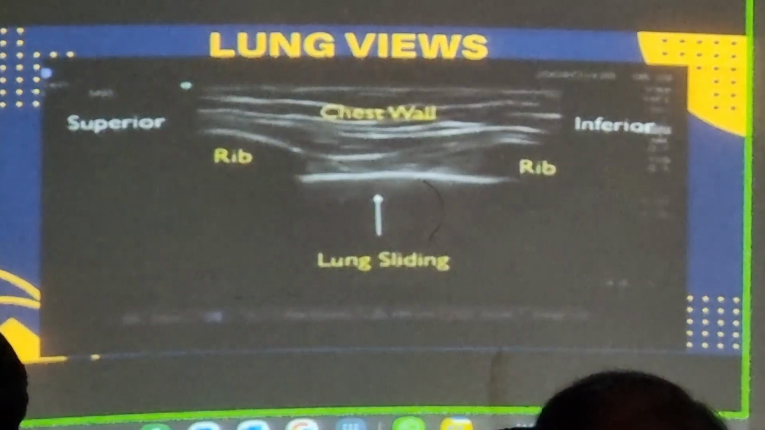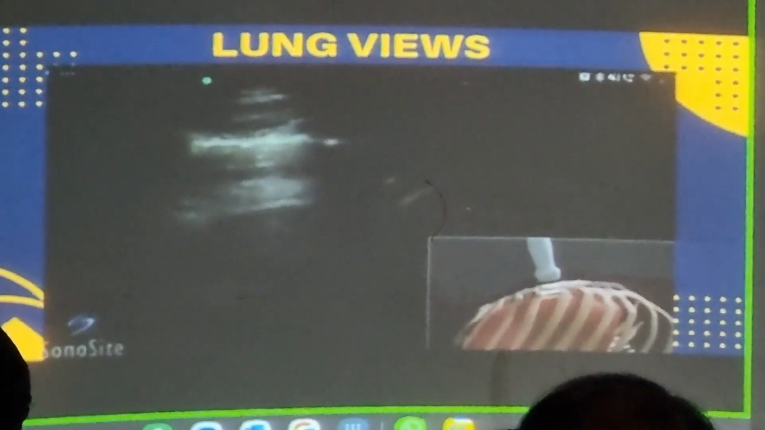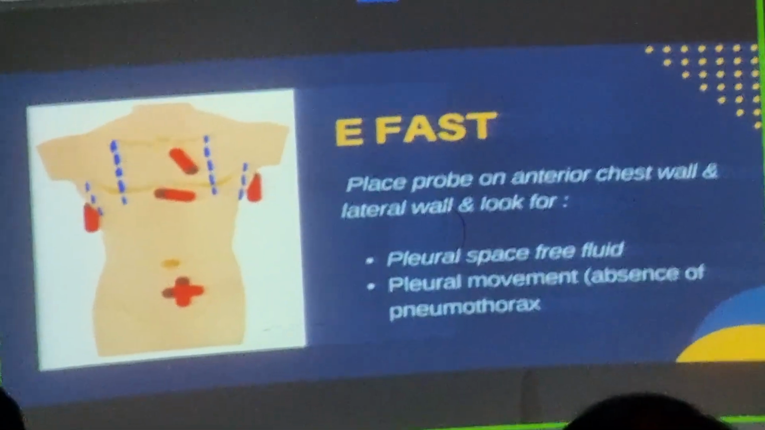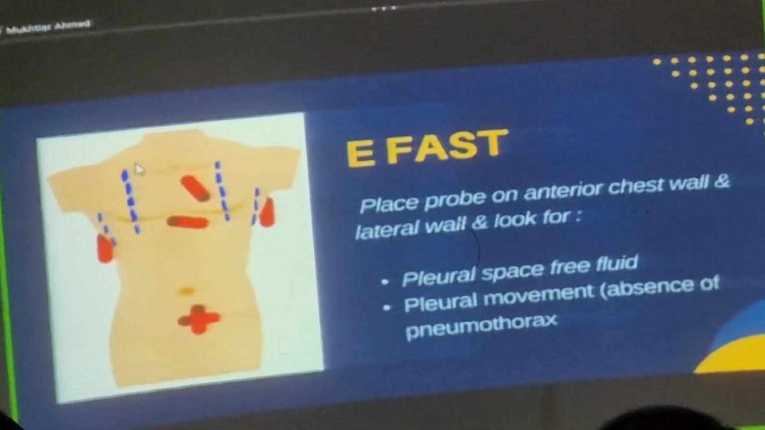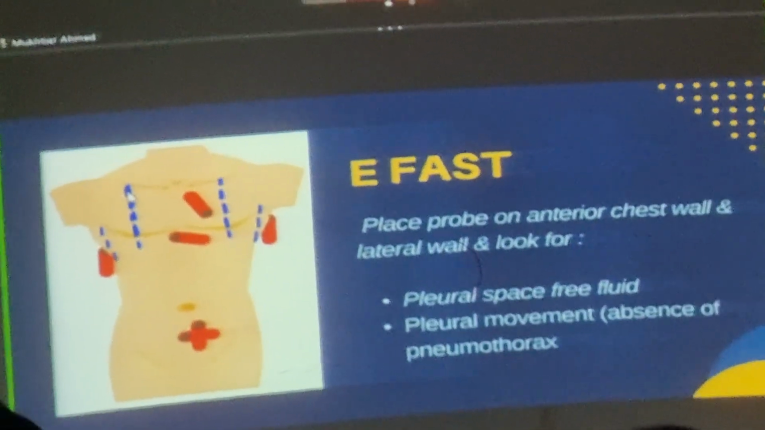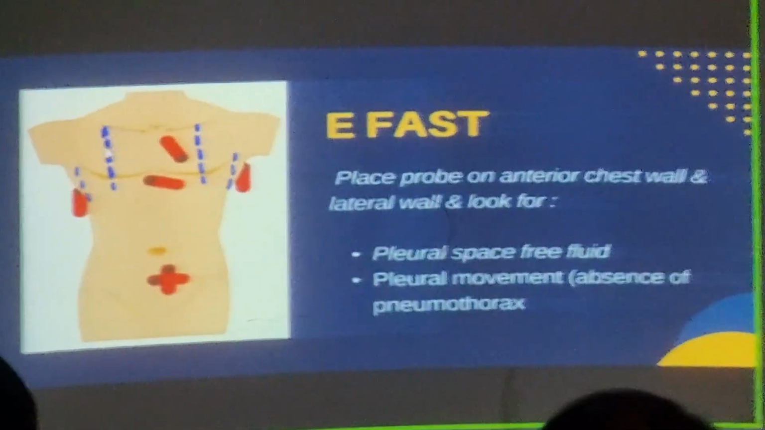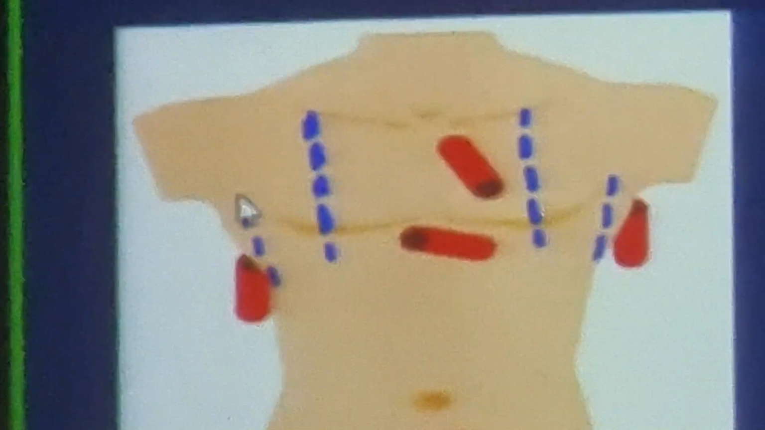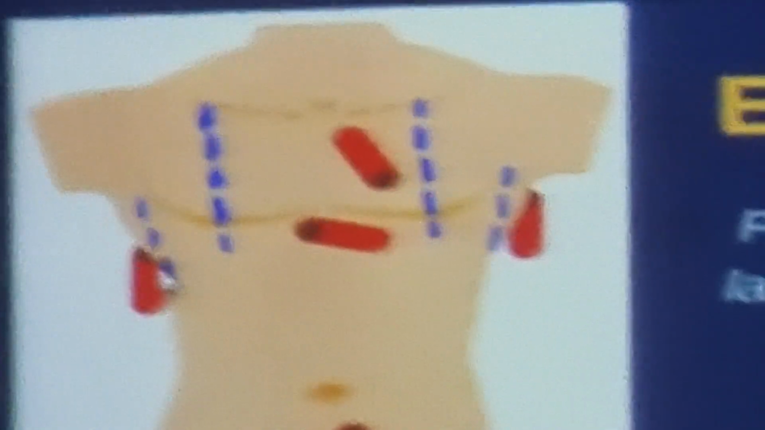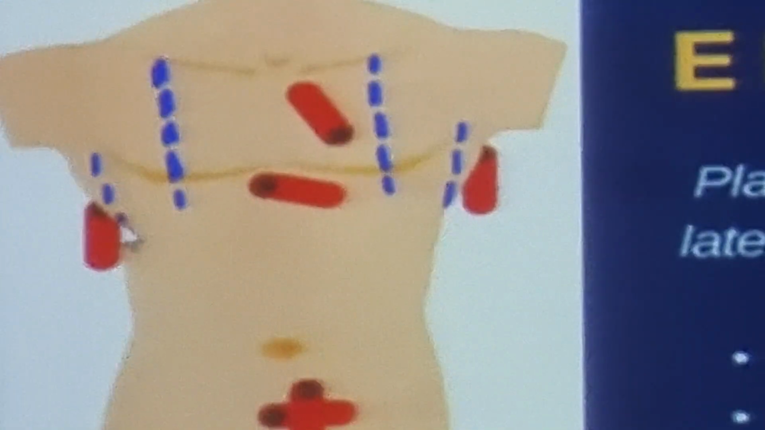This is what is called lung sliding. Okay, this comet tail kind of sign is coming from below. So again, have a look. This is the glistening pleura when the patient is breathing in and out, and this is lung sliding. And this is what you must see to make sure that there is no pneumothorax.